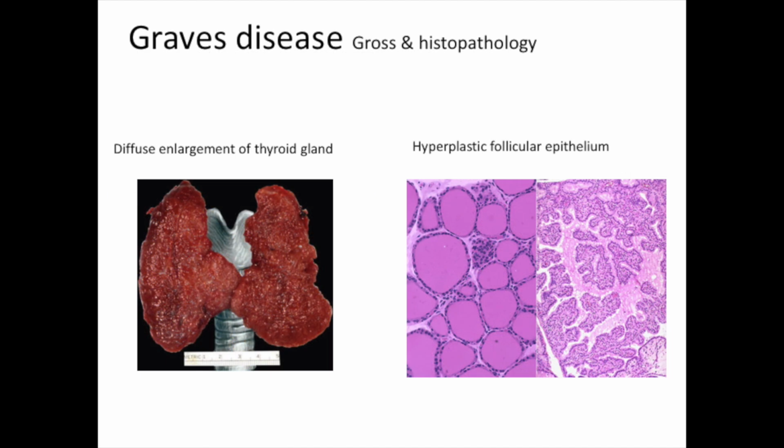Here we talk about Graves' disease. In Graves' disease, there is diffuse enlargement of the thyroid gland. This gland is hyperactive and secreting excess thyroid hormone. And if you look closely through the histopathology, you will find that there is hyperplastic follicular epithelium. Can you see here on the right side of the slide there are excess thyroid cells, hyperplasia of the thyroid cells and epithelium? So there is excess formation and release of thyroid hormone.